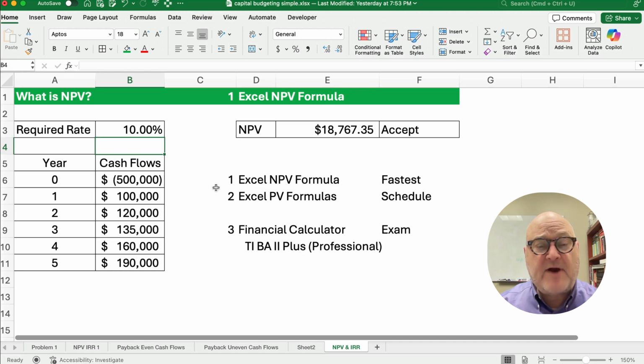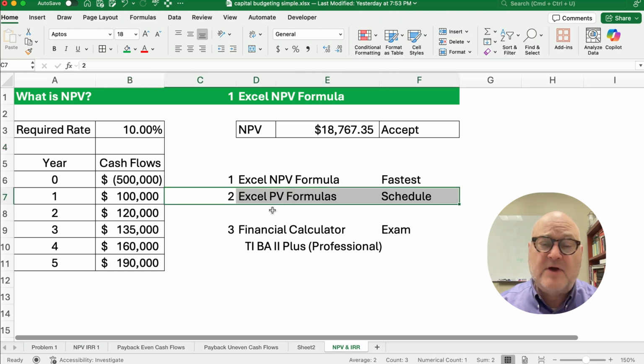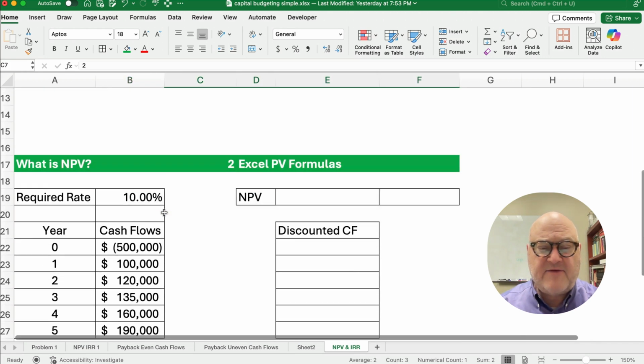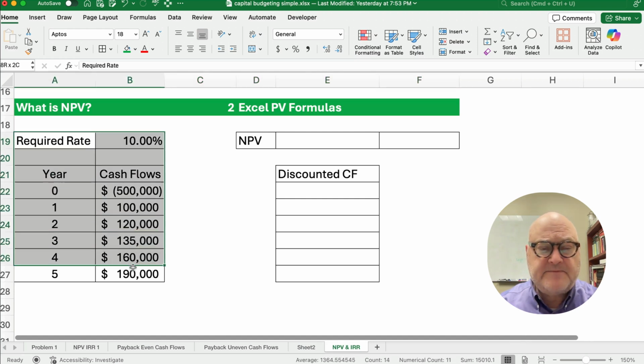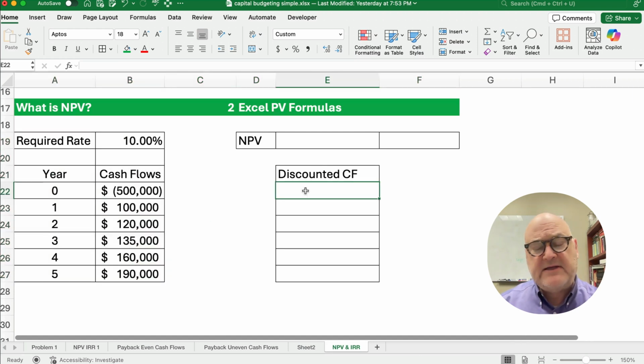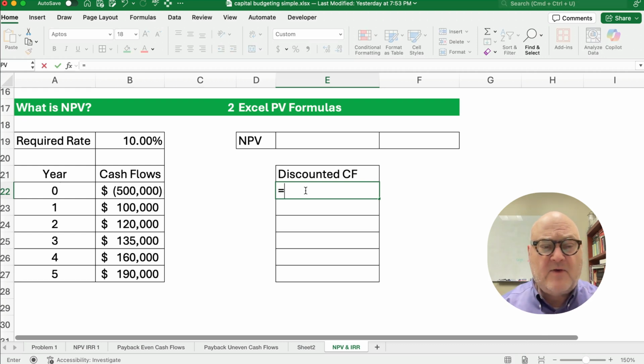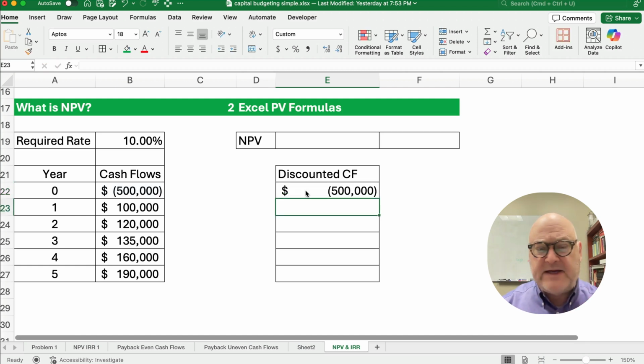Let's do the same problem, except let's do the schedule with multiple present value formulas. So here's what happens on the same problem, but each year we need to discount based on the years, based on the 10%. So the 500,000, we need to create a column for the discounted cash flow. The 500,000 is already at time period 0, so we don't have to discount it. It's already in today's dollars.